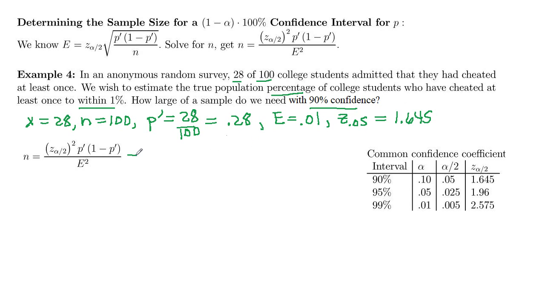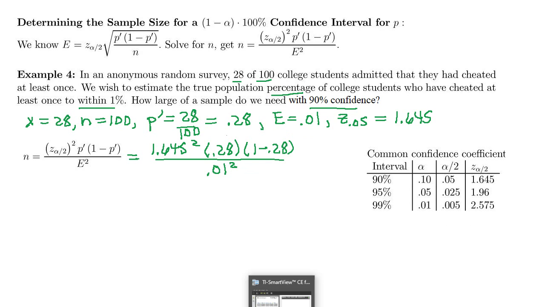So let's go ahead and plug in. That z-value there is 1.645, it gets squared, times our p prime, 0.28, times 1 minus p prime, 1 minus 0.28. And then we're dividing by our margin of error squared. That's 0.01 right here, and it gets squared.